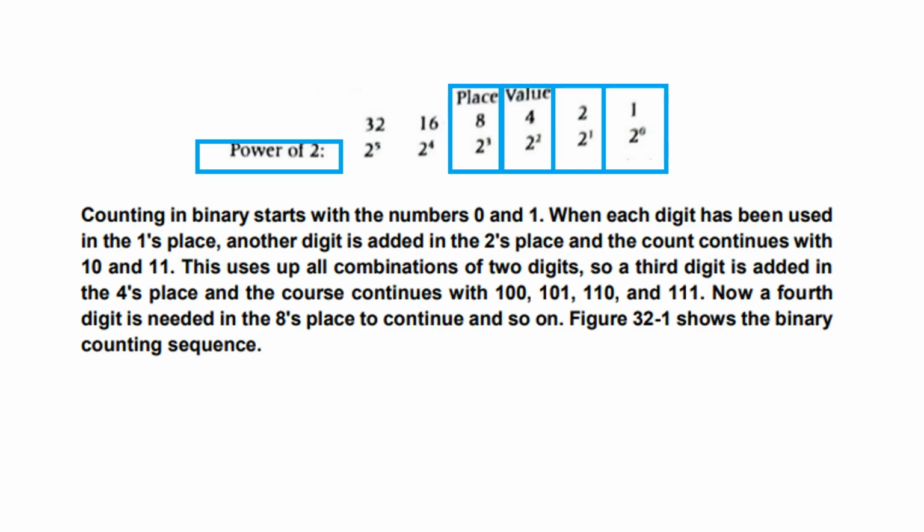So this uses up all combinations of 2 digits. So a third digit is added in the fourth place, and the count continues with 100, 101, 110, and 111. So for example, 2 raised to the power 0 is 1. 2 to the first power is 2. So 2 to the second power, that will become, of course, 4. 2 squared is 4, and so on.